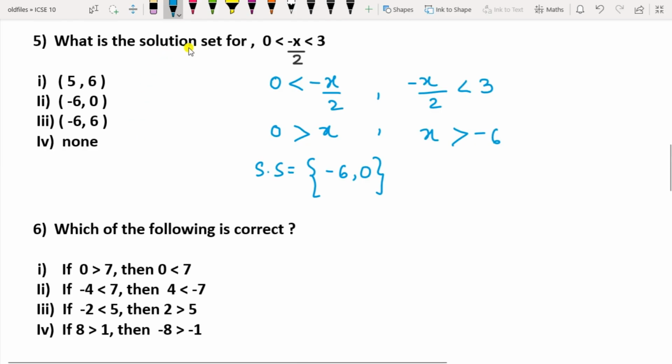What is the solution set for 0 < -x/2 < 3? So two inequalities are there, solve one by one. Consider the first part, you multiply by -2 here, so the inequality sign will change, so it will be 0 > x. And for the second part here, -x/2 < 3, so again multiply by -2, so the inequality sign will change, so x > -6. So the solution set is -6 and 0, that is the correct option.